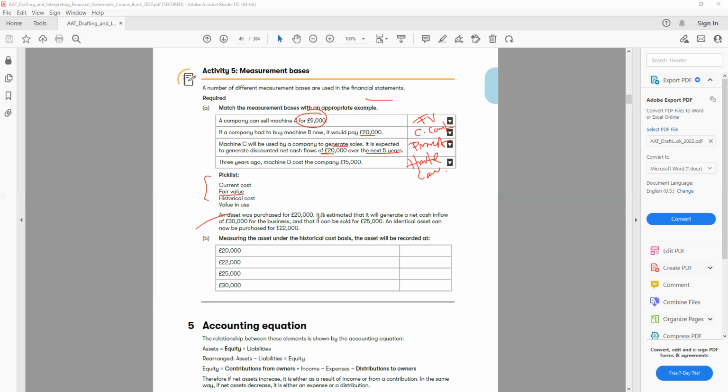An asset was purchased for 20,000. It is estimated that it will generate a net cash inflow of 30,000 for the business, and that it can be sold for 25,000. An identical asset can now be purchased for 22,000. So the purchase cost was 20,000, and the inflow is 30,000. This is our present value. We can sell it for this as the market value, and this is the current cost. This is the historical cost, the purchase. Measure the asset under the historical cost. That means our purchase cost, how much you paid for it, that is 20,000.